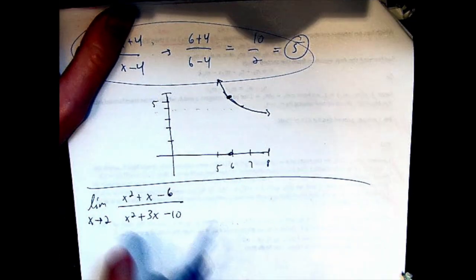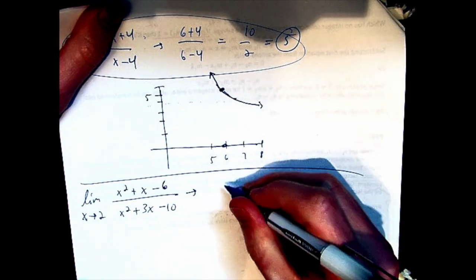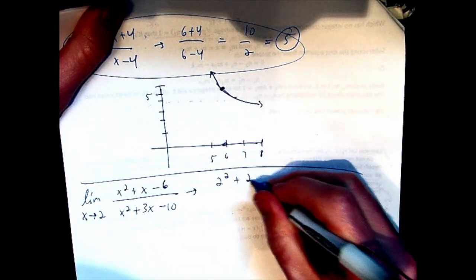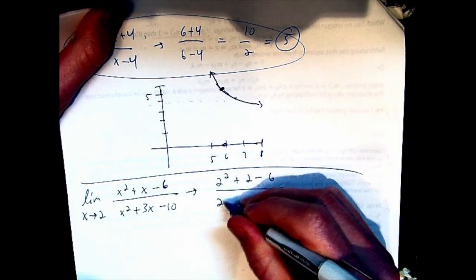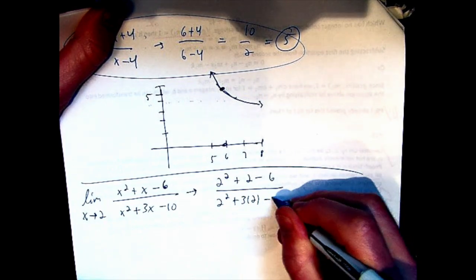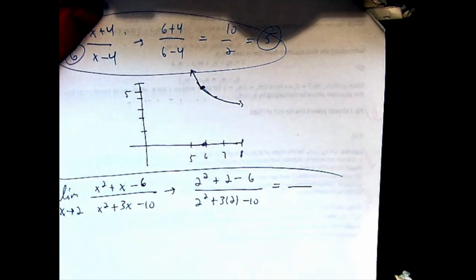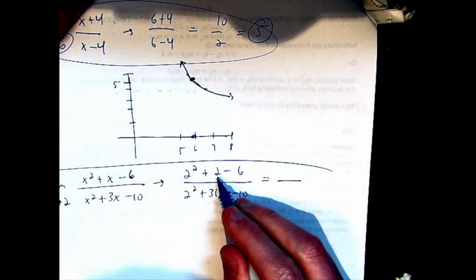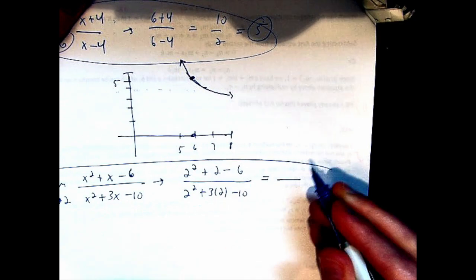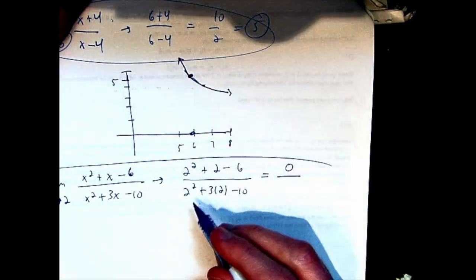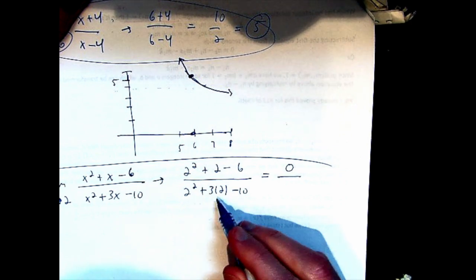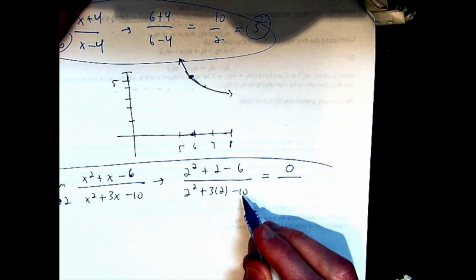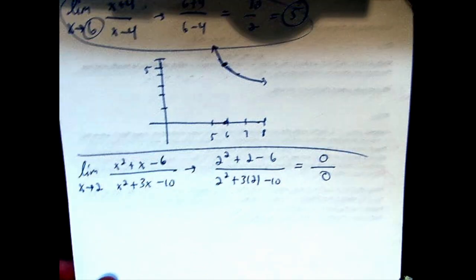But let's see. Let's try plugging 2 into the function and see what happens. We're going to have 2 squared plus 2 minus 6 over 2 squared plus 3 times 2 minus 10. So what does this give us? Well, in the numerator, that's 4 plus 2 is 6, minus 6 is 0. And then in the denominator, I have 4 plus 6 minus 10, that's also 0. 0 over 0, that's no good, right? That is a meaningless expression. That's not 0, it's not 1, it is undefined, it really doesn't mean anything.